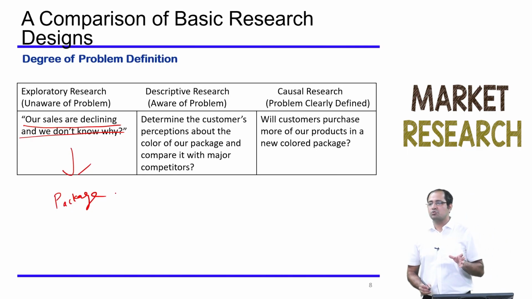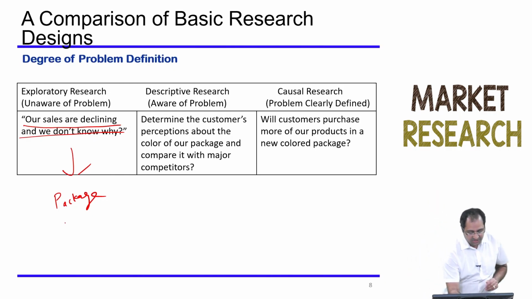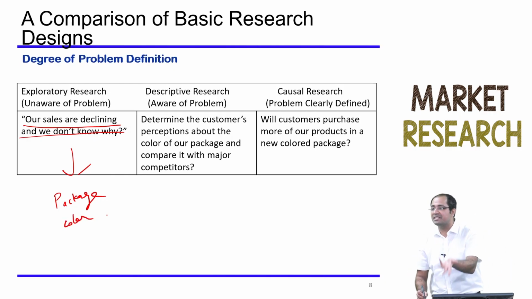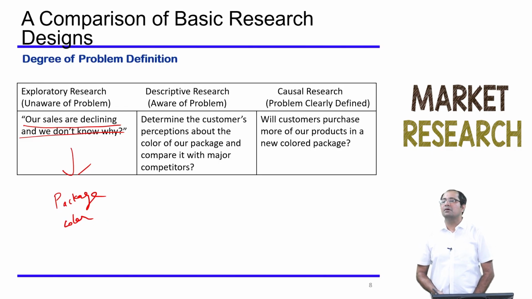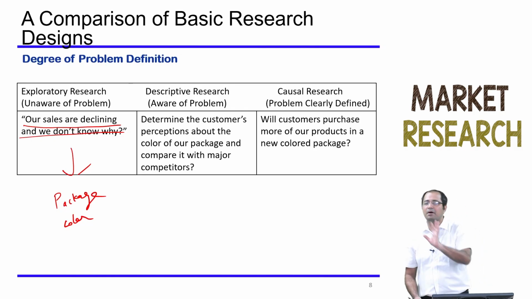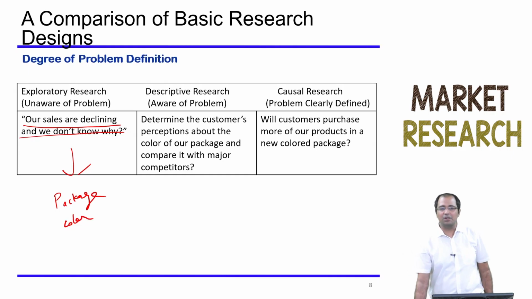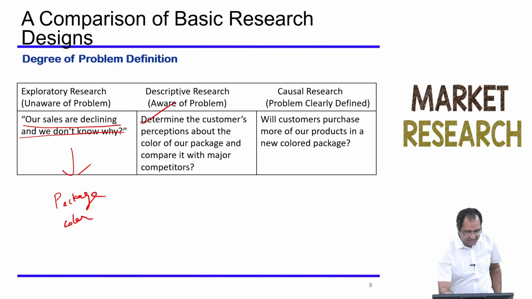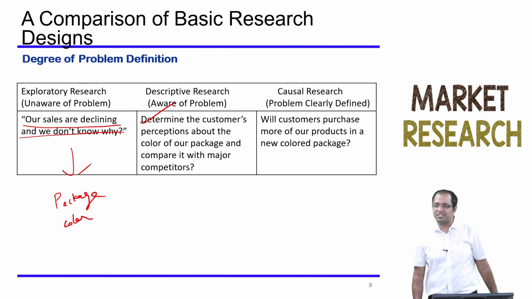Then, to confirm and to solve, there is descriptive research: determine the customers' perceptions about the color of our package. It was package color, not only because packaging has so many things, right? So when the management issue came to highlight, exploratory research was done and package color was the probable cause. Now descriptive research was done. This is the marketing research problem that is stated: determine the customers' perceptions about the color of our package and compare it with major competitors.